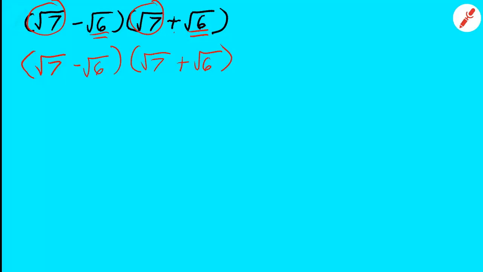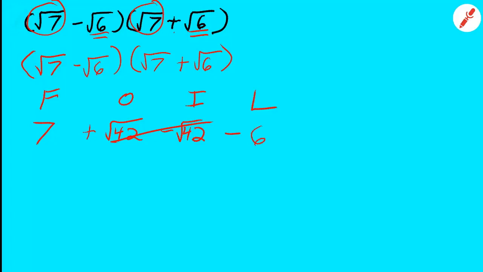Watch what happens. If I FOIL these, I'm going to have the square root of 7 times the square root of 7, which is 7. Now, plus the square root of 7 times the square root of 6 is the square root of 42. Minus the square root of 6 times the square root of 7 is minus the square root of 42. These two zero out. Square root of 42 minus the square root of 42 is 0. Now finally, we're going to have negative the square root of 6 times positive the square root of 6. That will be minus 6.